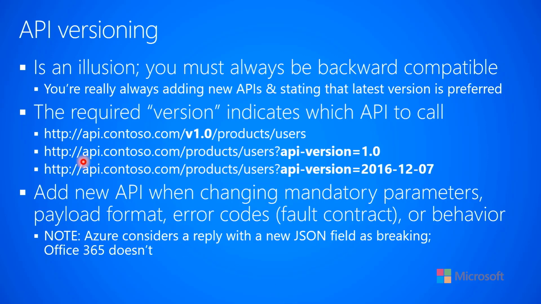If you have a HTTP API, and let's say api.contoso.com, one way to put the version number in is to just put it as part of the URL itself, like version 1.0, and then whatever you want at the end, like products and users. Another way to go about it is the URL is the same, and then you have a query parameter, something like API version equal 1.0. And sometimes people use, instead of version numbers, some kind of date instead, like the year 2016, December 7th, and that ends up being their version number.